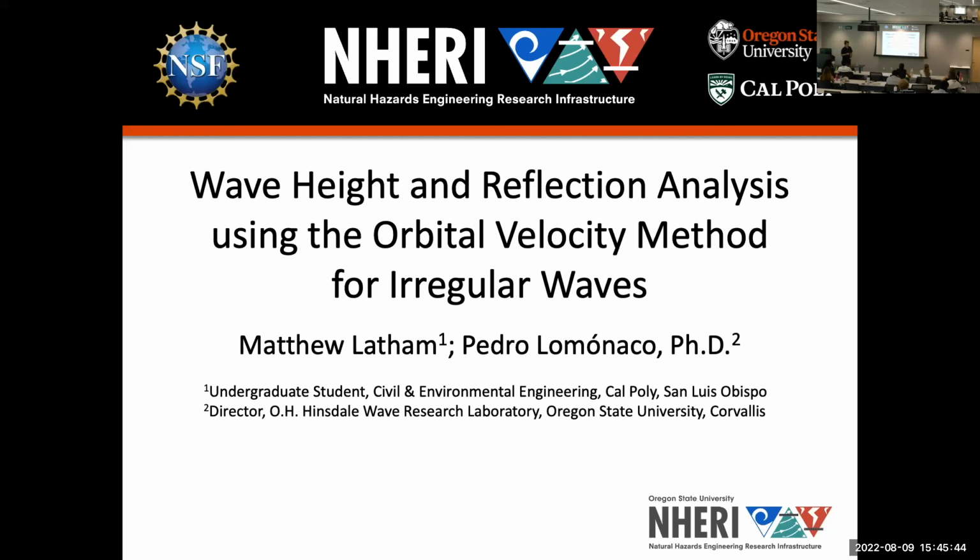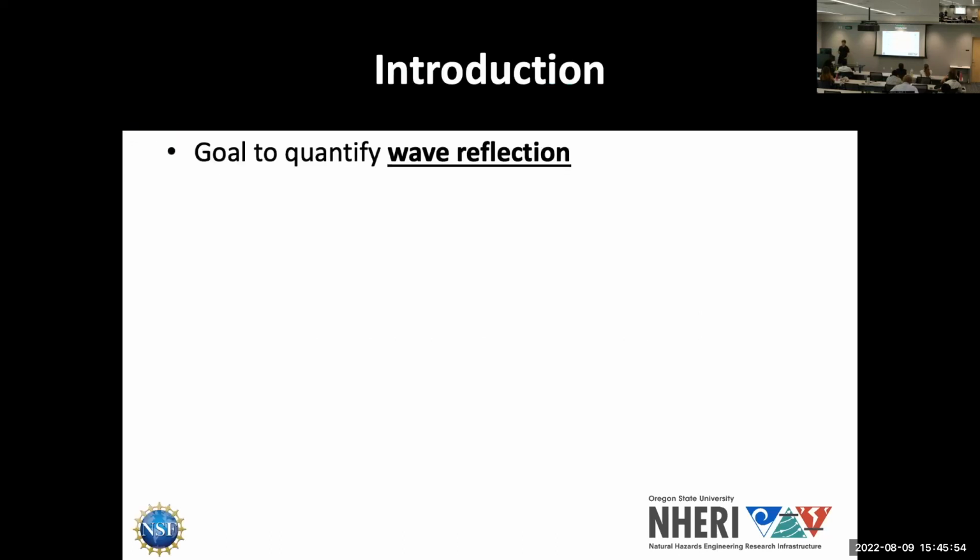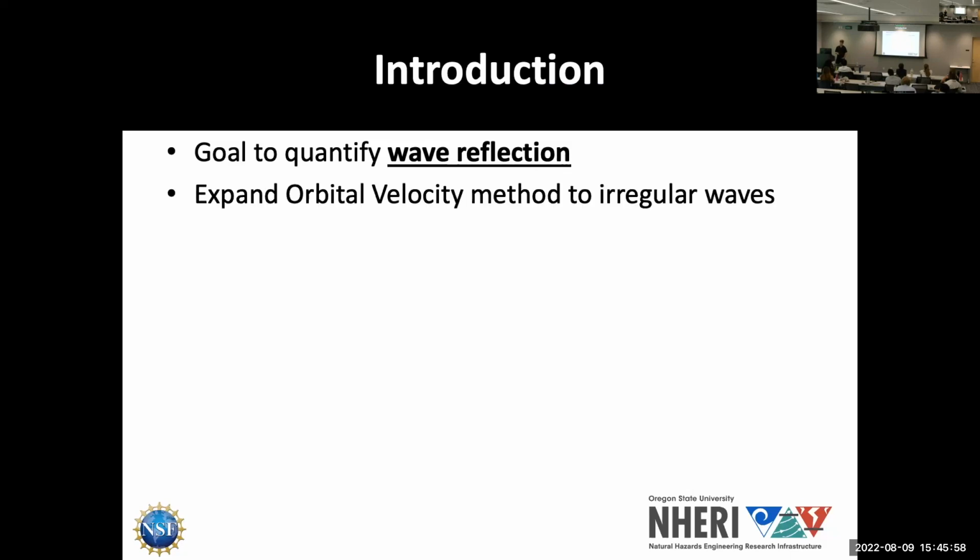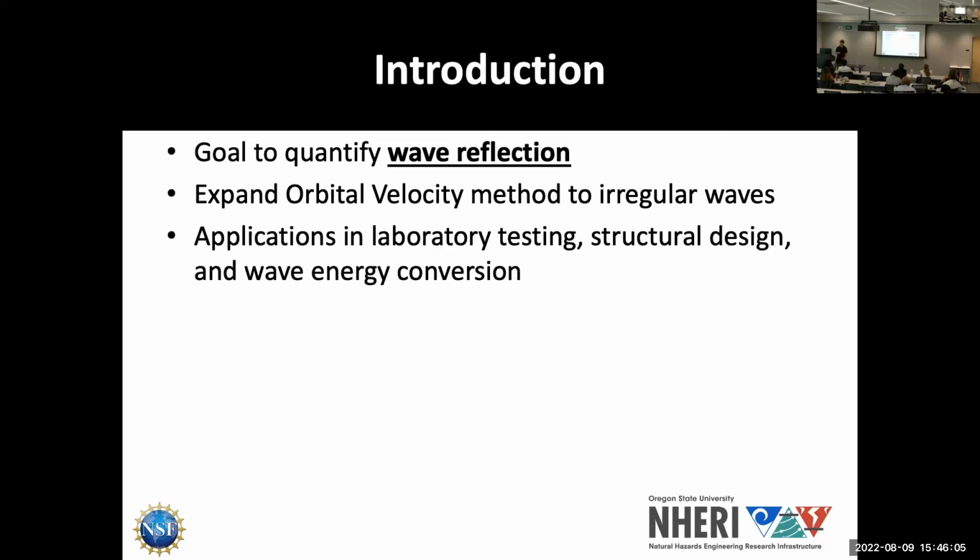I go to Cal Poly, and my research focused on wave height and reflection analysis using something called the orbital velocity method for irregular waves. The goal of this research was to quantify wave reflection by expanding an existing method, the orbital velocity method, to treat irregular waves. The main application of this kind of research is in laboratory testing and instrumentation setup. I know y'all were solving the issues of hurricanes and earthquakes, but mine's more of a supportive role, okay?